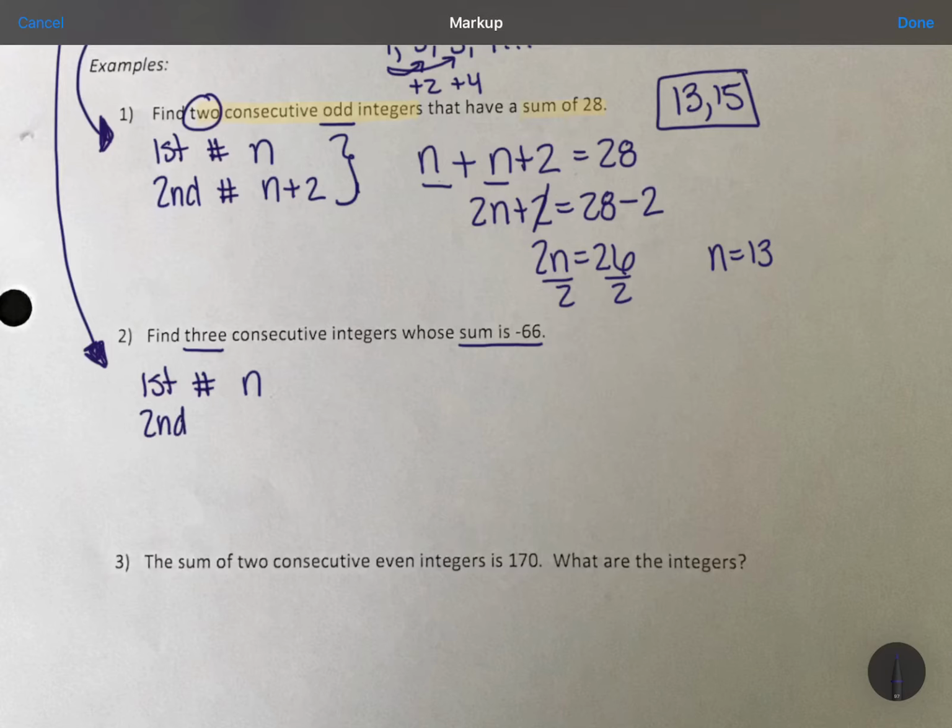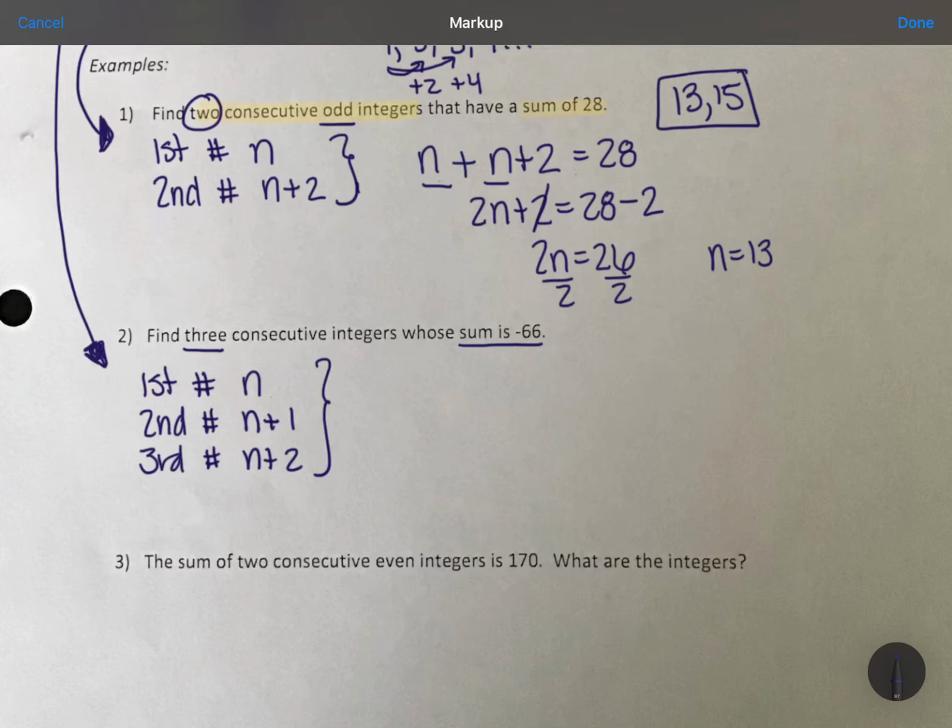My second number we're going to let be n plus 1. And my third number we're going to let be n plus 2. That's because I need 3 numbers that follow one after another, and they're not even and they're not odd, so we use n plus 1, n plus 2.